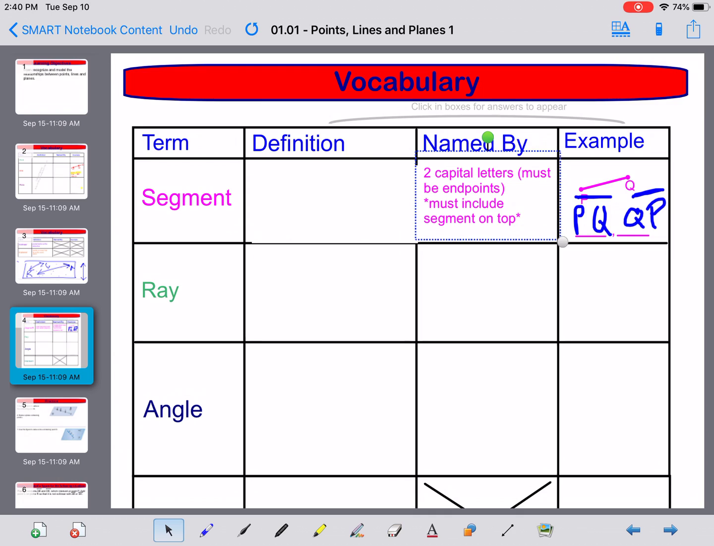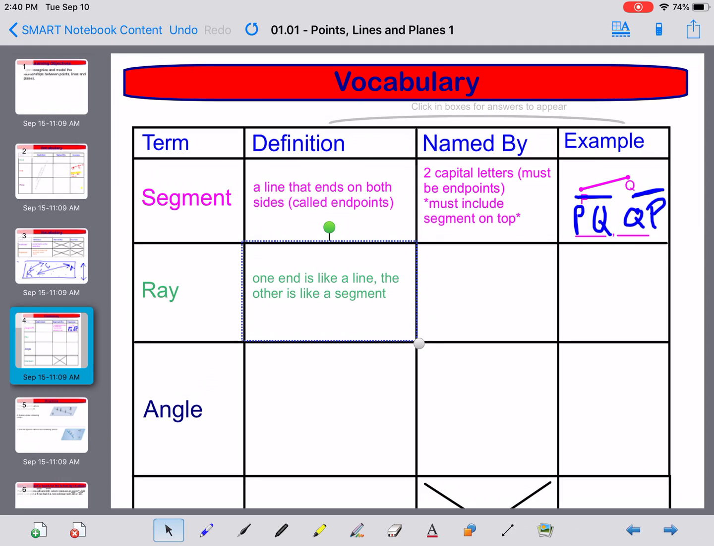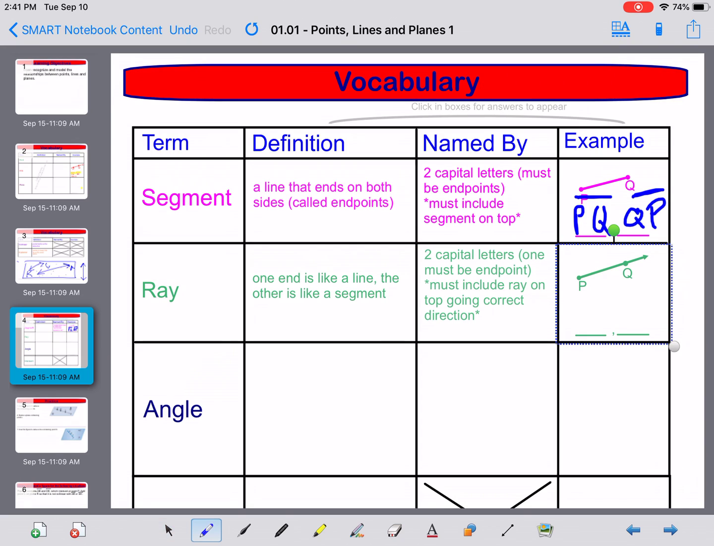I better give the definition here too, which should make sense. Line that ends on both. Oh, I already did that. A ray is a segment that has one endpoint, and then it goes on forever. So it's kind of a one-sided line. Okay, it's still named the same way with a line, but in this case we have to show it as a ray, which means we have to give ourselves just one arrow. Or again, we could do Q, P.